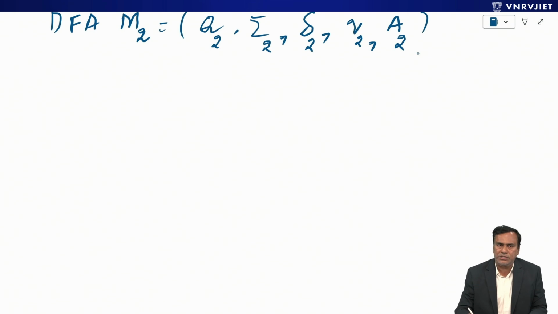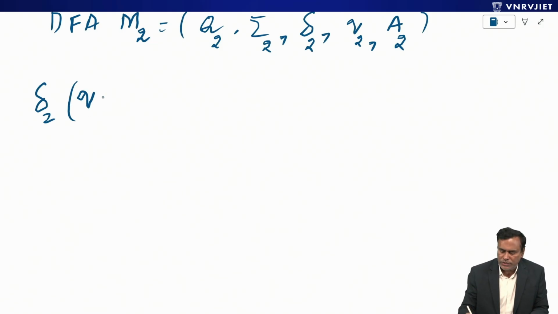First, let me give the definition of this DFA, and then we move on to proving that NFA and DFA both accept the same language. I'm using the notation delta 2 for this DFA. What it says is delta 2 of Q, some state belonging to Q2, on sigma is equal to what? Q itself.